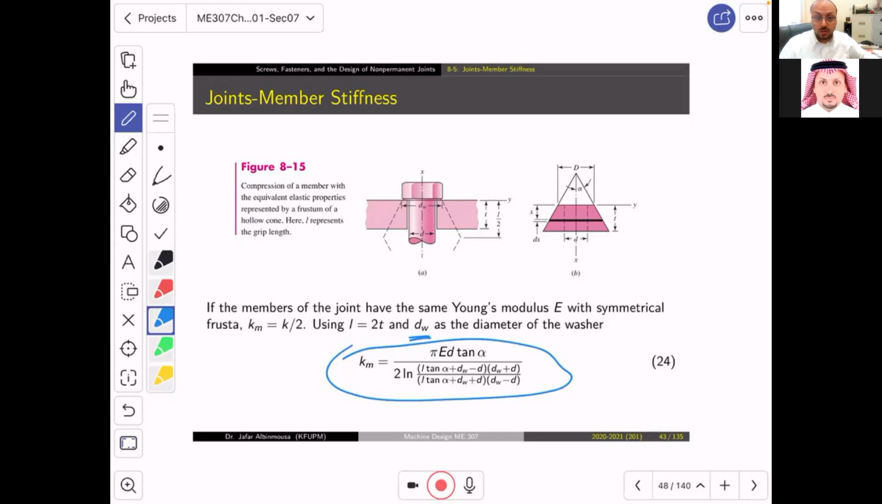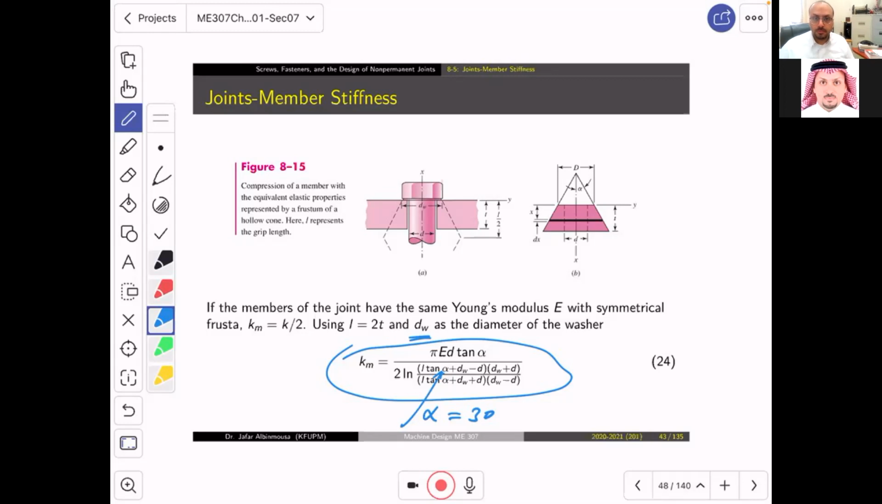You don't need to make frustum number 1, number 2, number 3, 4, 5. You don't need to. This is the luckiest day in your life. If you get a problem where everything is made up from the same material, you don't need to worry. You just plug the numbers. Of course, in here, I am putting the equation with alpha as an unknown, but you can easily assume it to be 30. The rest is the length of the grip, the diameter of the washer, and the diameter of the bolt.